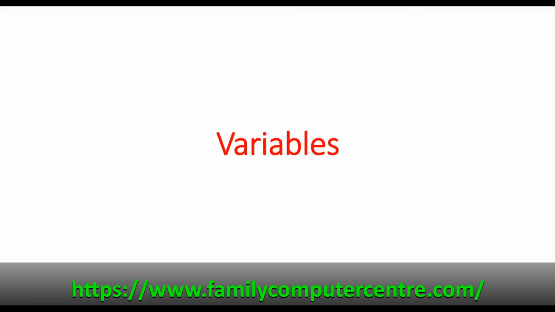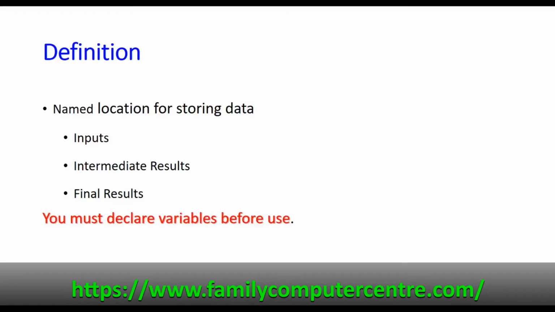First, we will check the definition of a variable. A variable is a named location for storing your data. During our program execution, sometimes we need to receive inputs from the user. Inputs could be the user's age, salary, address, or even the name. Those inputs we have to receive inside the program.